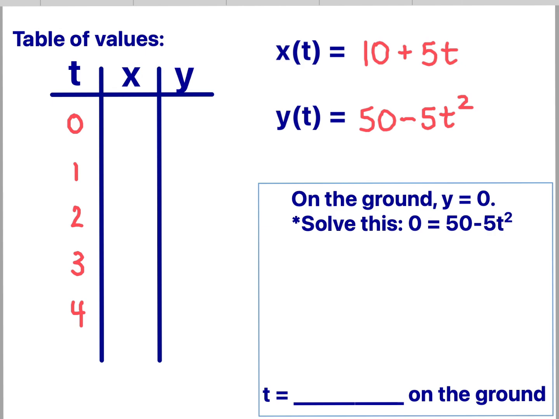And so we'll find the horizontal position by plugging into that x equation. 10 plus 5 times 0, 10 plus 5 times 1, 10 plus 5 times 2, and so on. And that shows how far horizontally this car is going to be after 0, 1, 2, 3, 4, and 5 seconds. And then we'll do the same thing with the y equation. Again, we're plugging in the t values, so 50 minus 5 times 0 squared, 50 minus 5 times 1 squared, 50 minus 5 times 2 squared.